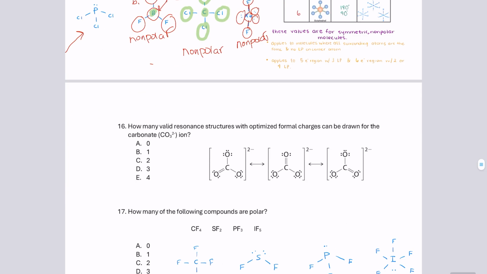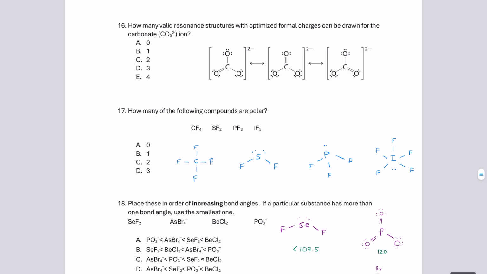Problem 16 says, how many valid resonance structures with optimized formal charges can be drawn for the carbonate ion? To solve this problem, we first want to calculate the total number of valence electrons. Carbon contributes 4 valence electrons, and each oxygen contributes 6 valence electrons, giving us a total of 18 electrons. Since there's also a 2- charge, that means that there are 2 added electrons. So that gives us a total of 24 valence electrons.